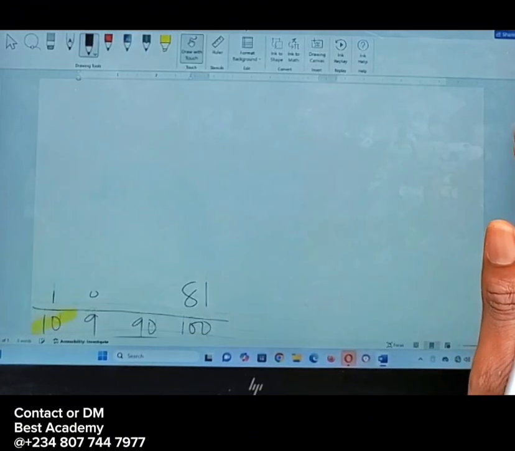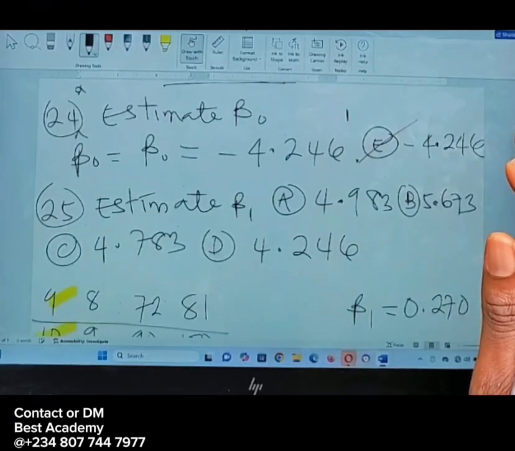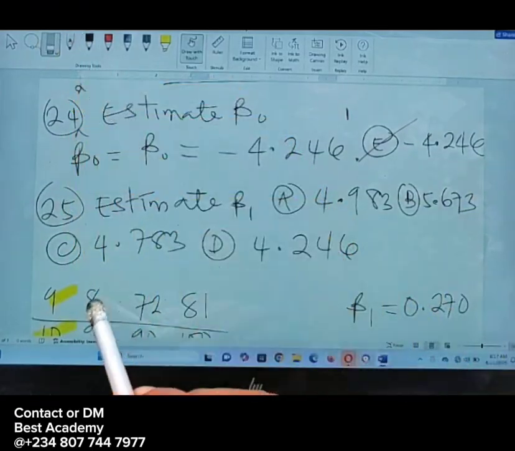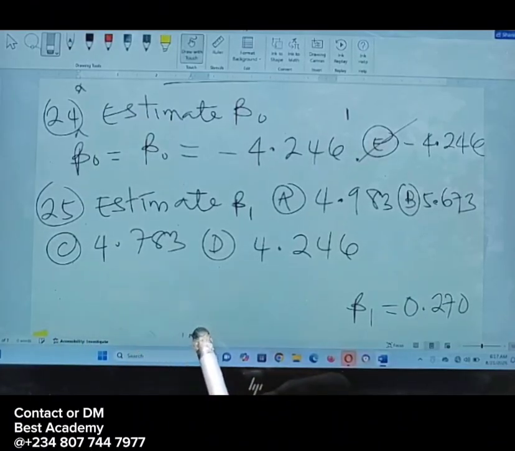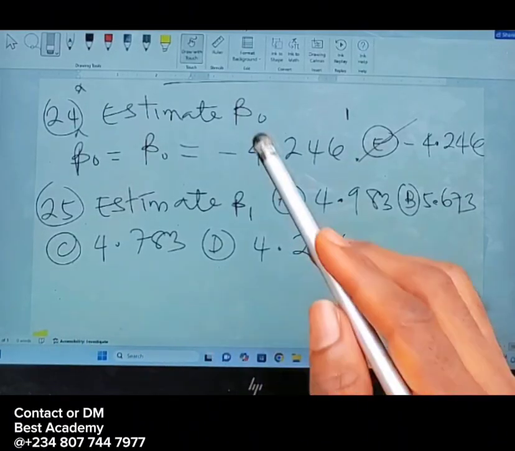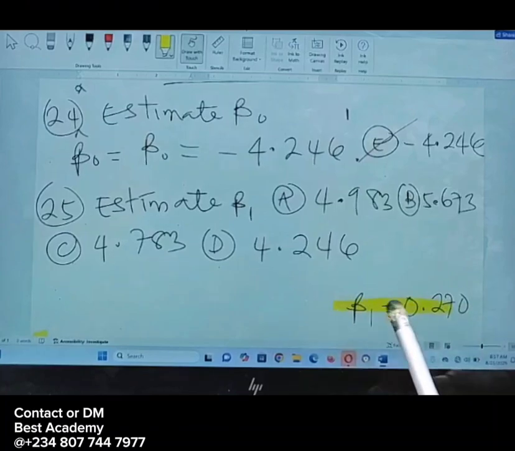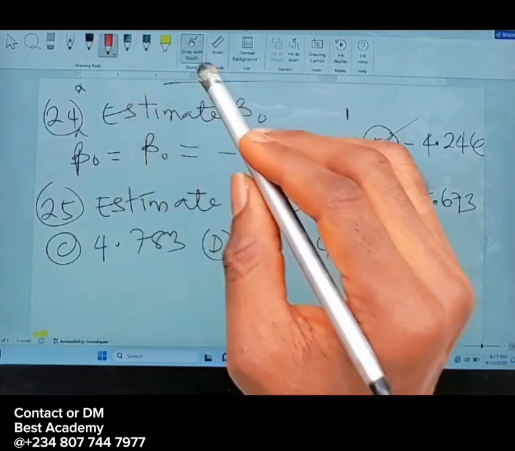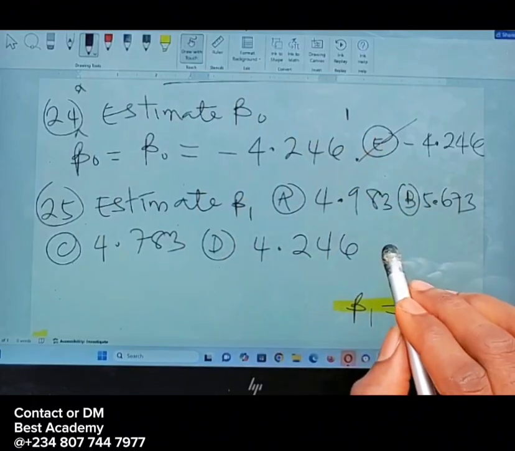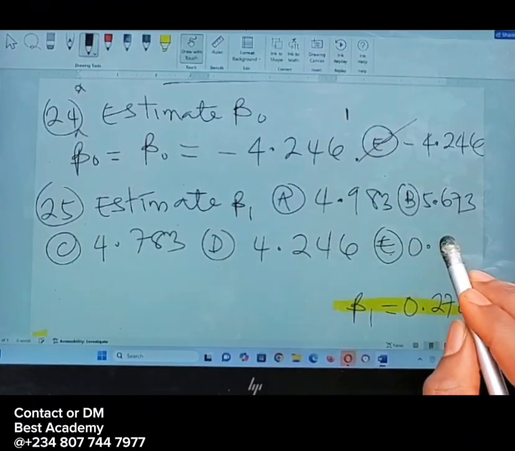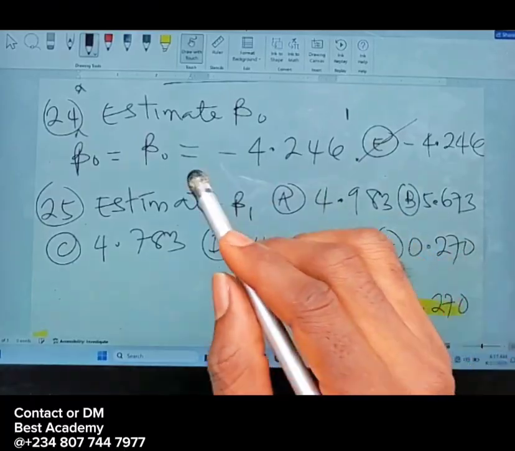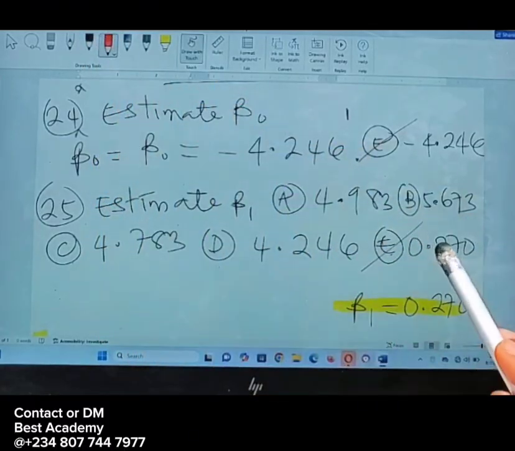Okay, for beta 1, the option is not here. So remember, this is our answer for beta 1, that is 0.270. So you have to put here E. The best option for this is 0.270 for beta 1, and you tick the option here.